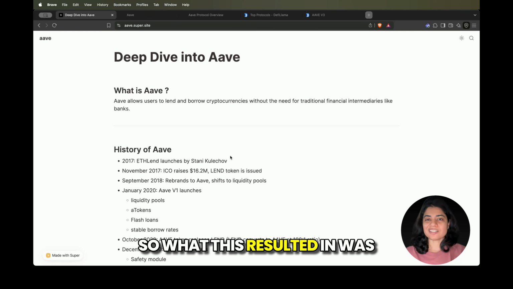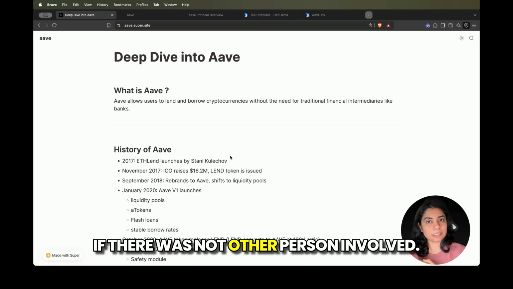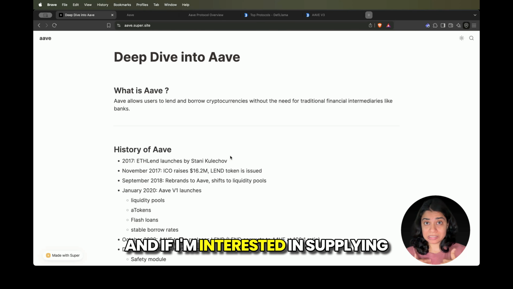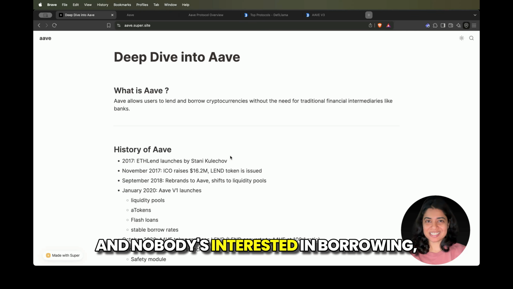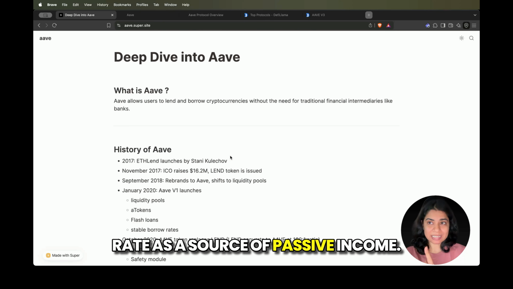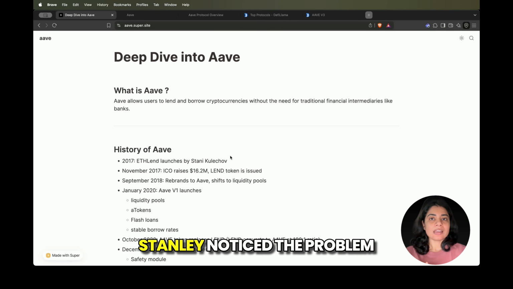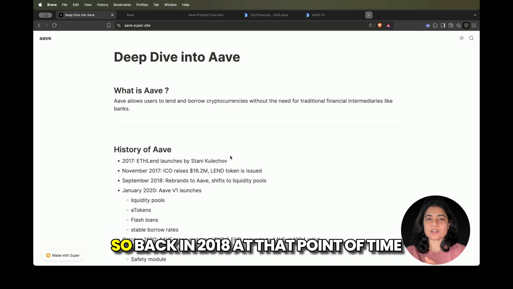What this resulted in was that the liquidity was quite low. Users were not able to get the loan if there was no other person involved. And if I'm interested in supplying and nobody's interested in borrowing, then I'm not going to get the interest rate as a source of passive income. So overall in ETHLend, with time, Stani noticed the problem of low liquidity and it was not very efficient for users.